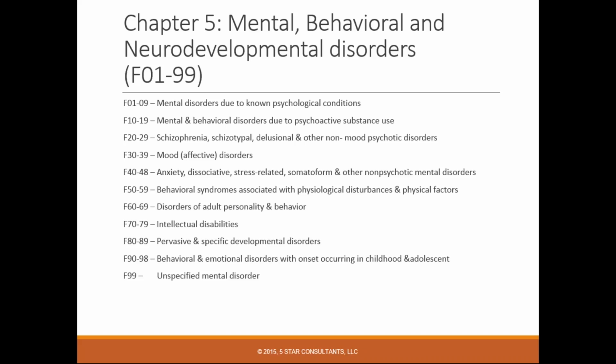Okay. So Chapter 5 is our mental, behavioral, and neurodevelopmental disorders. So we'll be in this category a lot as well. So F01 to F99 is this chapter. F01 to 09 is mental disorders due to psychological conditions. 10 to 19 is our mental and behavioral due to substance abuse. 20 to 29 are the schizophrenias and other non-mood psychotic. Then we have 30 to 39 mood affective disorders. F40 to 48 is anxiety. That's where we'll find that. Stress related.